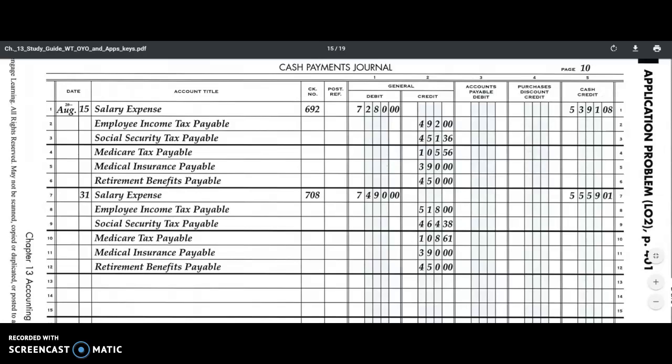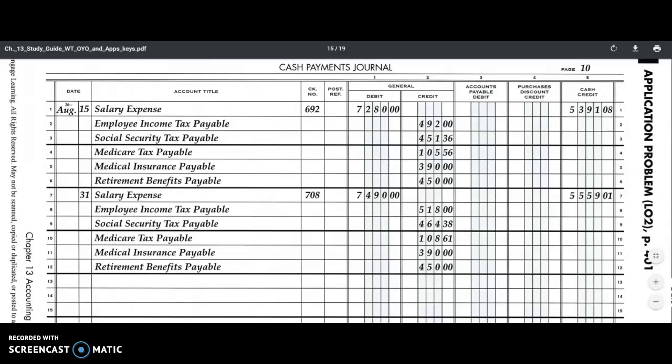You are given the information from a payroll register for both pay periods, August 1st through 15th and August 16th through 31st. It's telling us that you're going to use page 10 of the cash payments journal because you are actually writing the checks to pay your employees. And when you do that, you also have to journalize your cash payments journal for the payment of all of these salaries and tax payables. Okay? So it also tells us to use check 692 and check 708 for these two. So when you pay your employees, you need to journalize the payment in the cash payments journal.